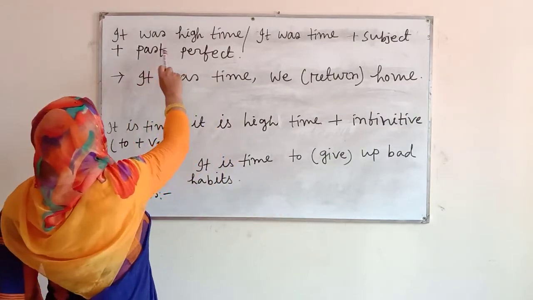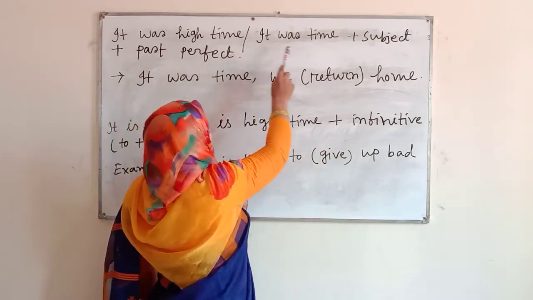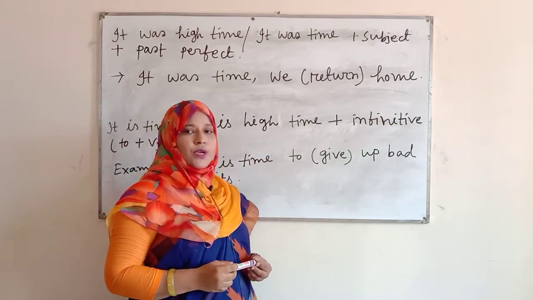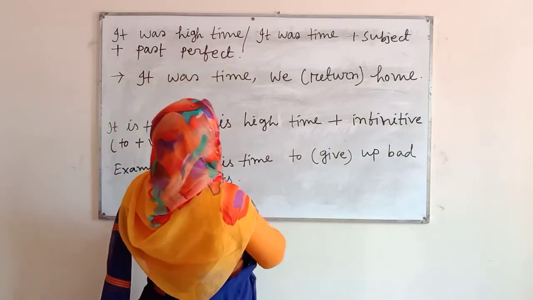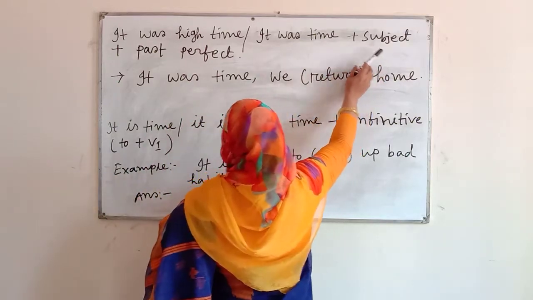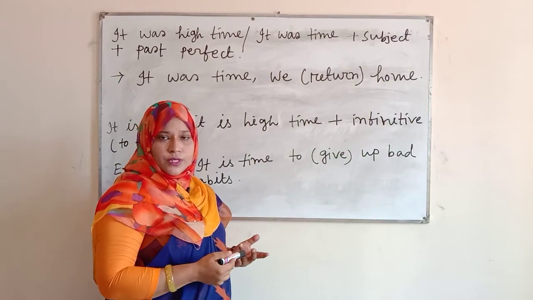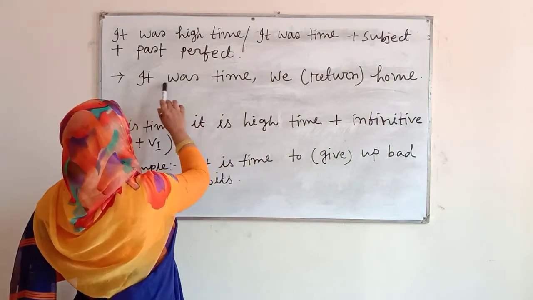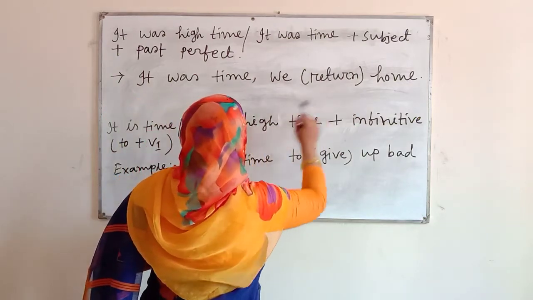Here is another structure. It was time or it was high time. আমাদের আগের রুলসে ছিল it is time or it is high time. Now it was high time or it was time. Then we will use subject plus past perfect tense. Here is the example. It was time we returned home.